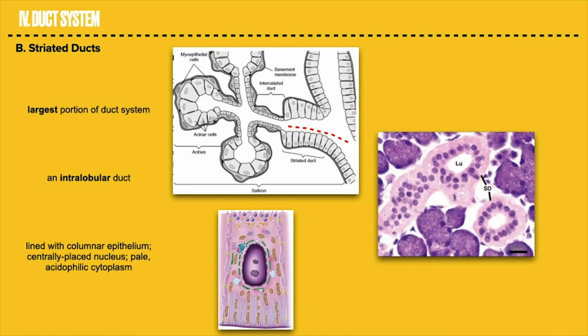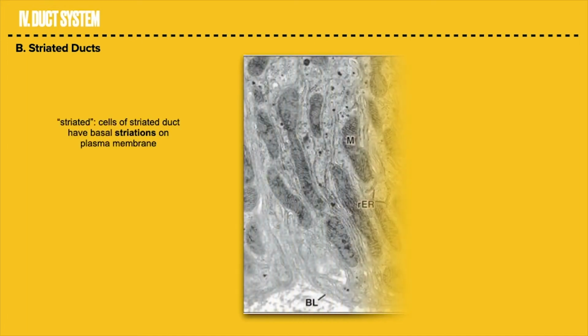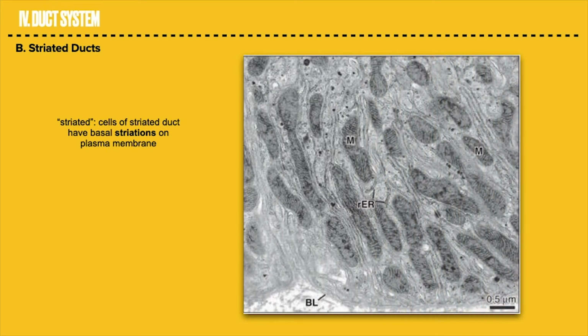The next image shows a light micrograph of striated ducts in the human submandibular gland. The ducts have large lumina and are lined by pale staining simple columnar epithelial cells with centrally placed nuclei and faint basal striations. Radially oriented lines or striations may be observed in their basal cytoplasm, hence the term striated. These lines are actually enfoldings of the basal membrane.